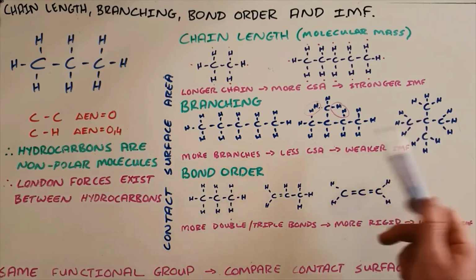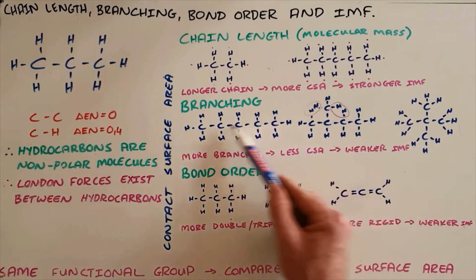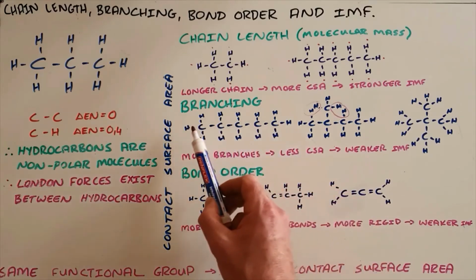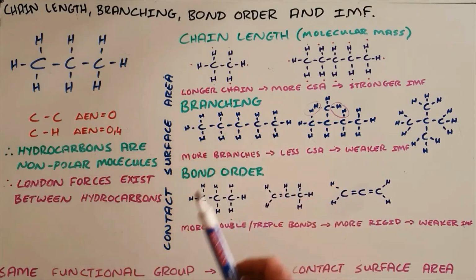So we would say the molecule with the least branching, the longest straight chain, is going to have the strongest intermolecular forces, once again those still only being London forces.